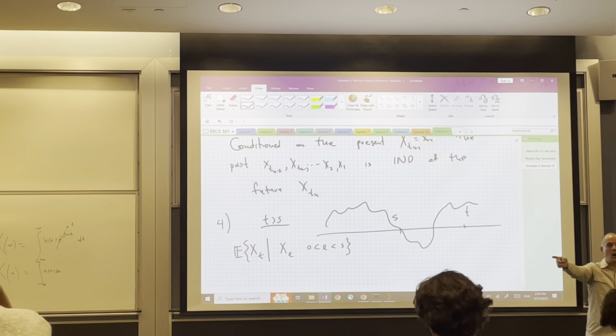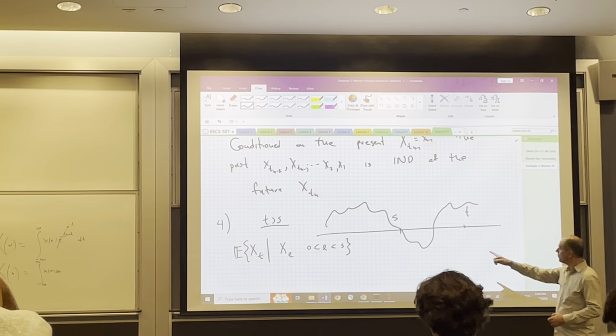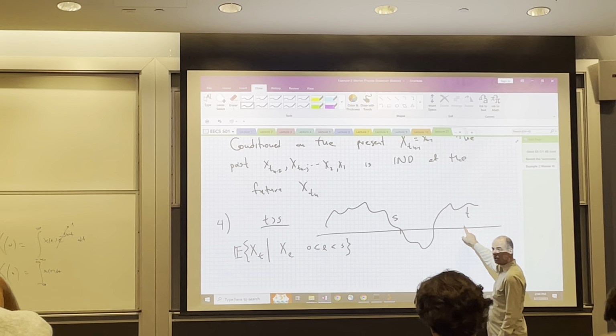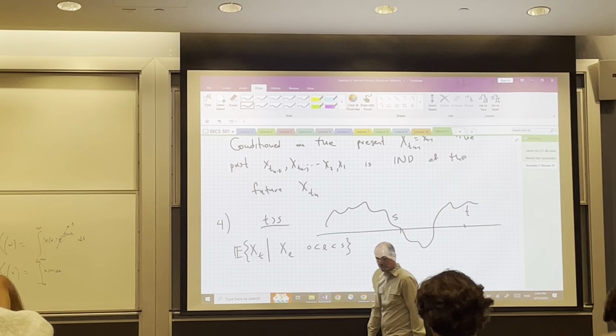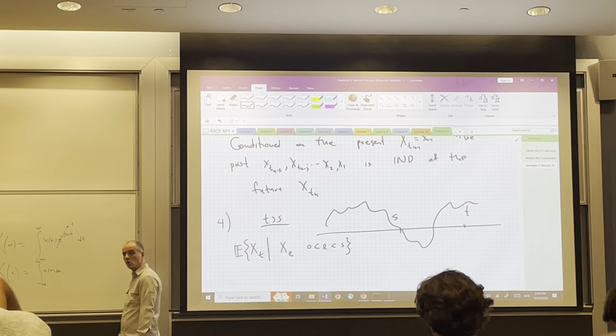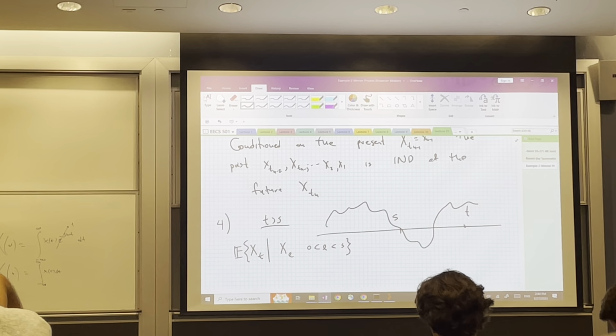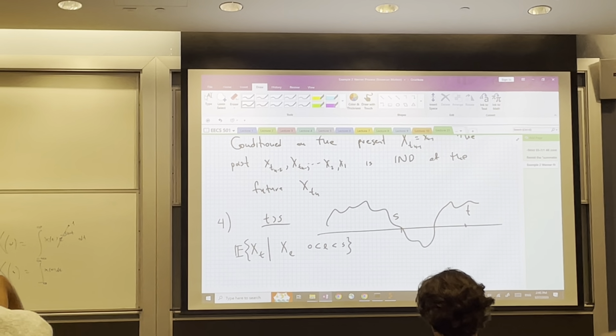So how would I use it, or why would that be useful? The forecast. I want to forecast the weather at time t based on all my observations at time s. So, what do you think this is? Well, let me put it another way.